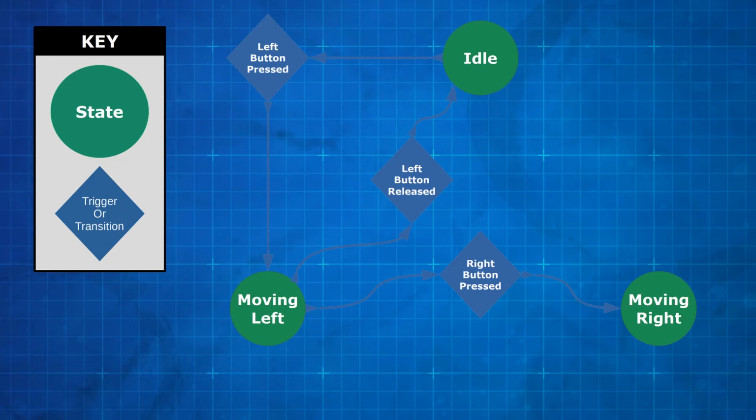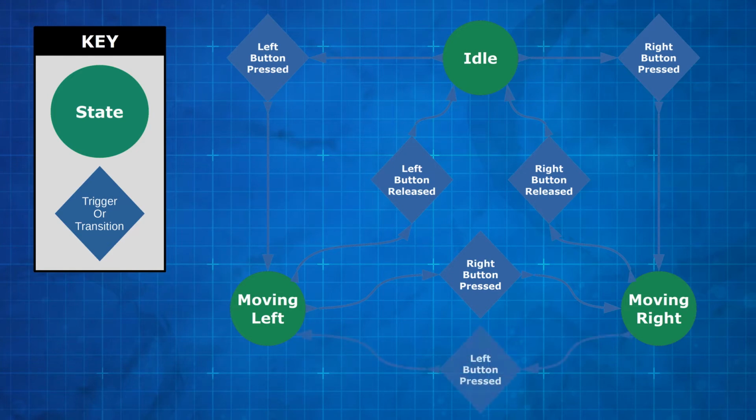Let's finish off our state machine and add the rest of our transitions. If we're in the idle state and the right button is pressed, we want to transition to the moving right state. If we're in the moving right state and the right button is released, we want to transition back to the idle state. Lastly, if we're in the moving right state and the left button is pressed, we want to transition to the moving left state.